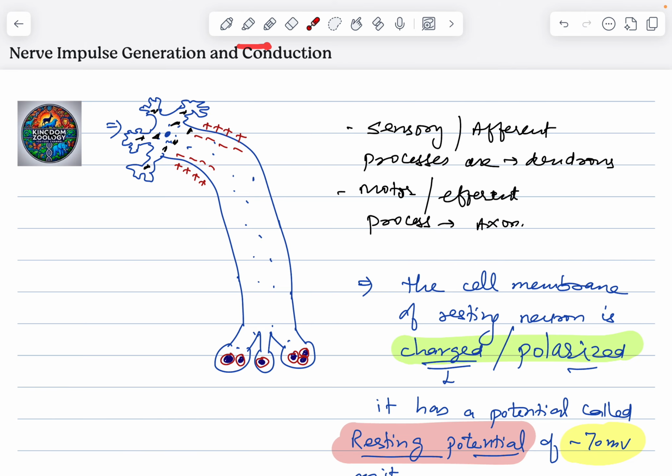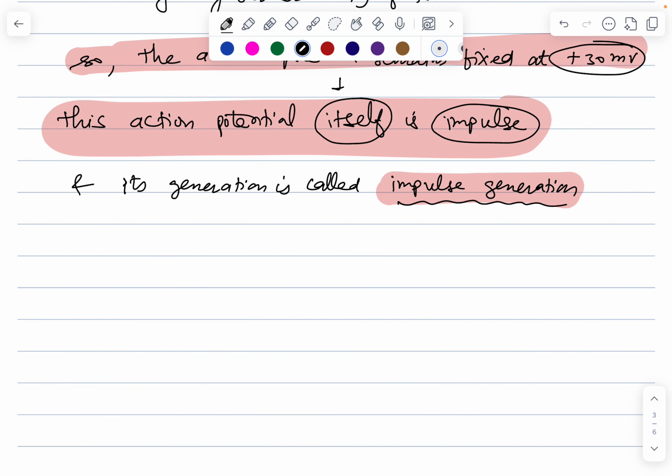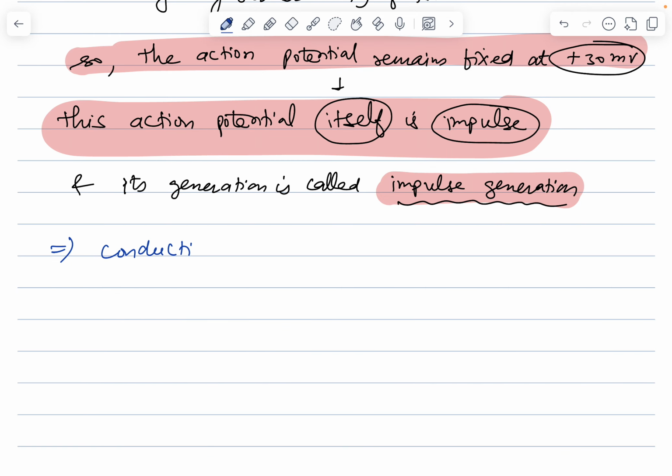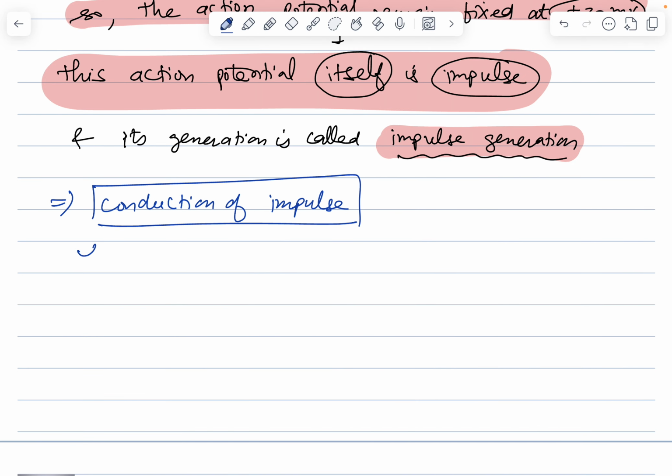Now moving on to the next part, conduction. So what exactly is the conduction of this impulse now? Let's see that. The conduction of impulse is extremely simple if you know a bit of physics, which I don't know much, but I'm sure you know it more than me.